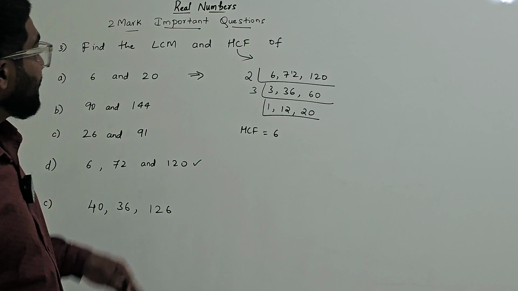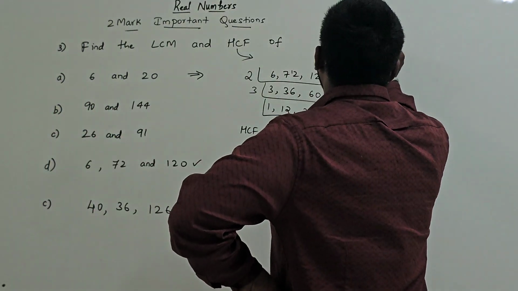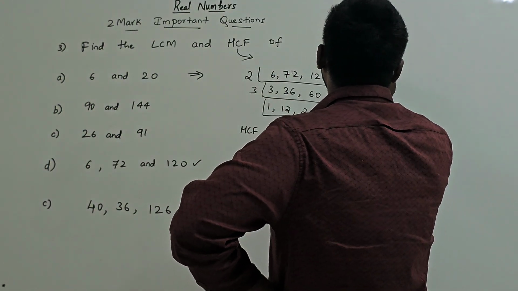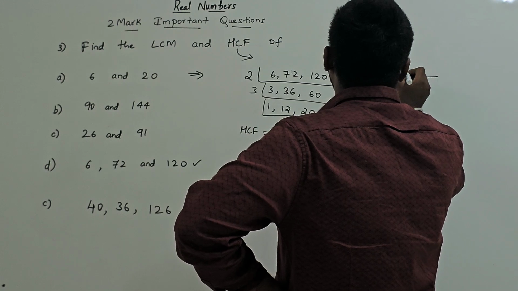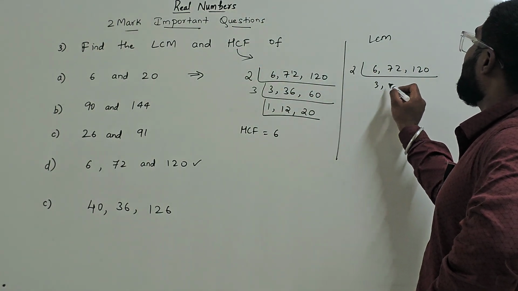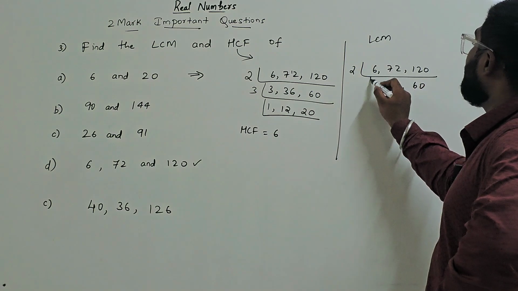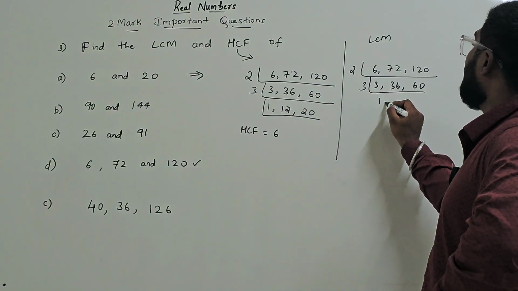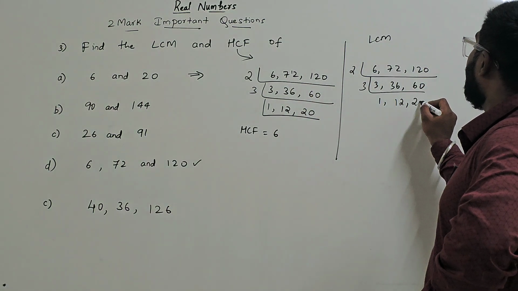Now what is the HCF? 6. Now come to the LCM part. LCM: 6, 72, 120. The procedure continues. 2, 3, 36, 60, same as it is. Here also 3, 1, 12 and 20.